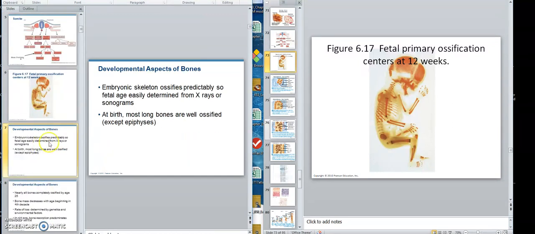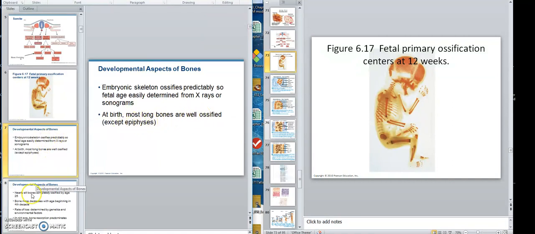So we go back. The embryonic skeleton ossifies predictably, so fetal age can be determined. That's one of the ways of determining fetal age, particularly after you're born. After you're born, we do certain scores to try to tell how far along the newborn is, because sometimes we may not know what the gestational age is of the female. She may not have had prenatal care.